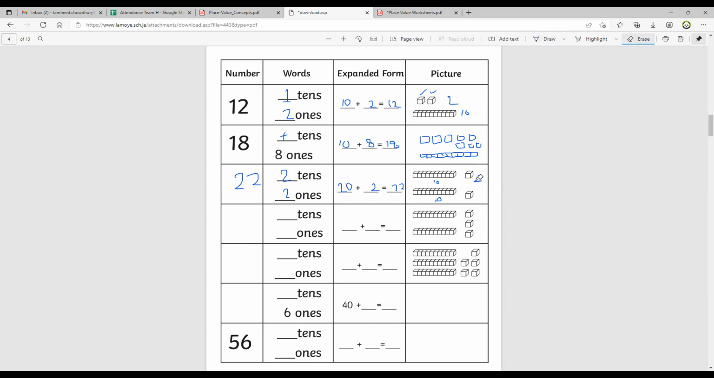10 plus 10 plus 2 is 20 plus 2, sir. Yes, 20, that's true, but somehow it looks like 10. This one also looks like 1. That is right, sir. It's okay, sir.